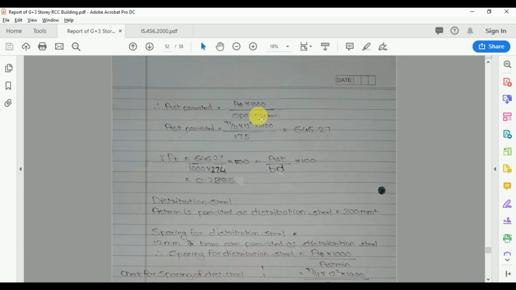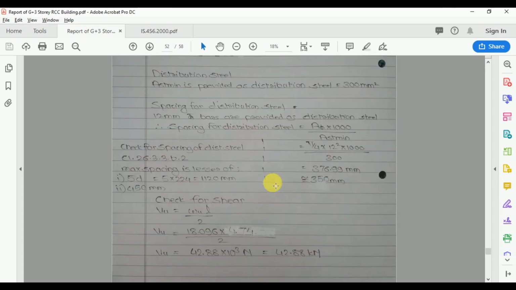With respect to the spacing provided, that is 175 mm, we need to calculate the area of steel provided, that is area of 1 bar into 1000 upon spacing provided. Here we got the area of steel provided as 646.27 mm square. Now we need to calculate the percentage of steel provided. So the percentage of steel is 646.27 upon B into D. So the percentage PT here we got as 0.2885 percent.